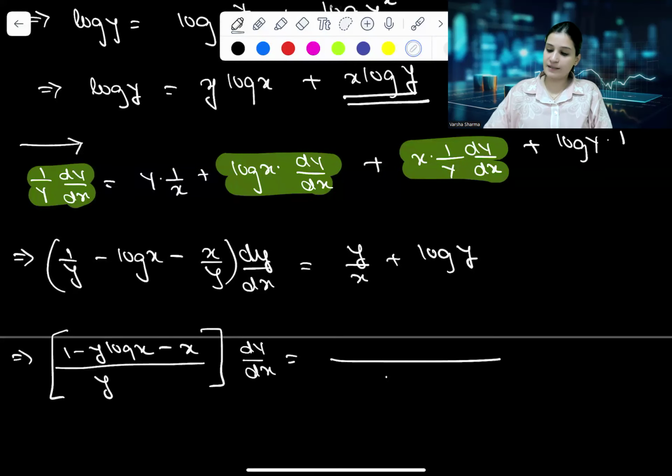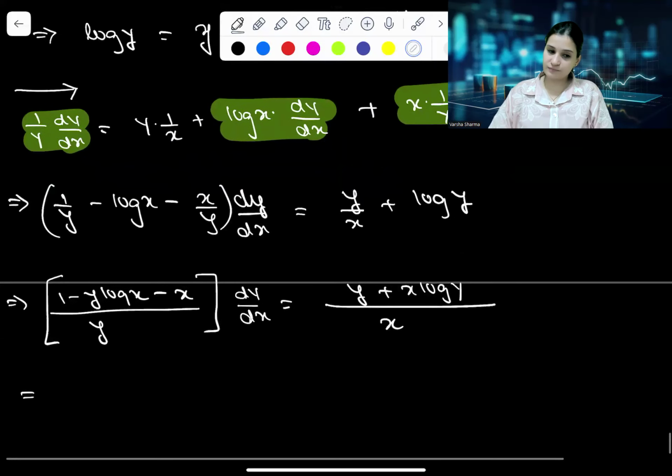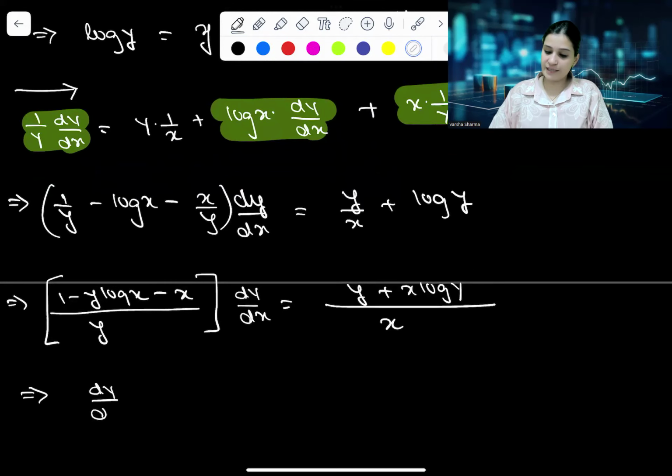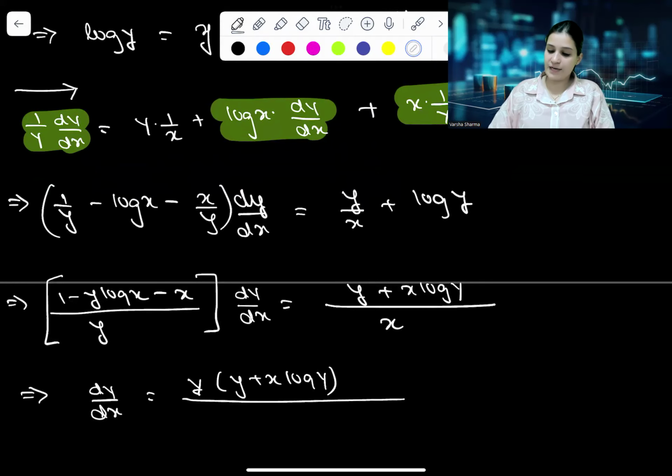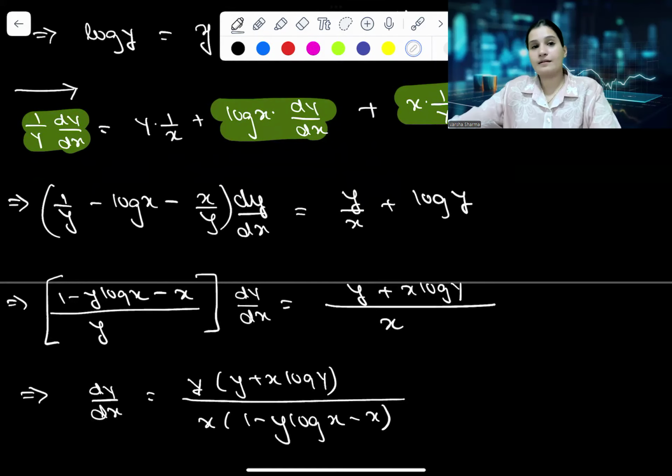Here, taking LCM, x, y plus x log y. Shift. dy by dx, y into y plus x log y divided by x into 1 minus y log x minus x.